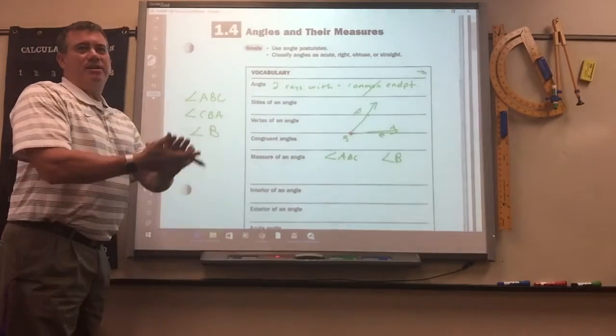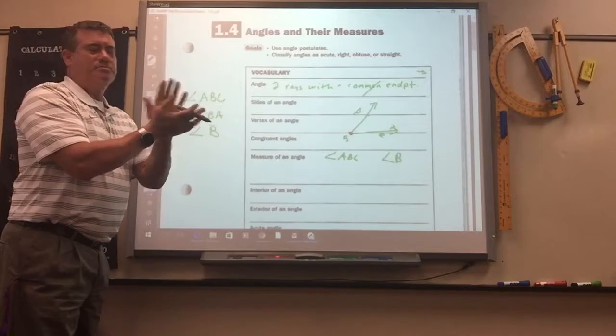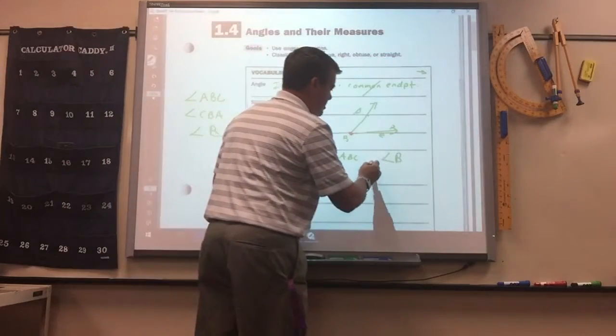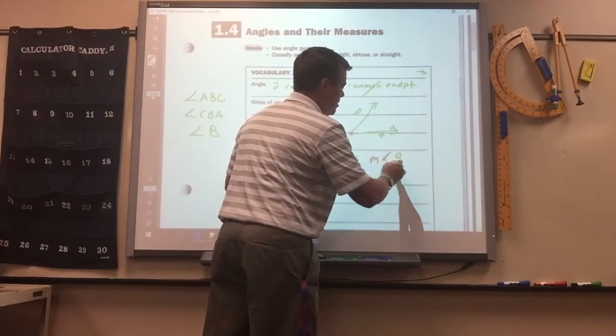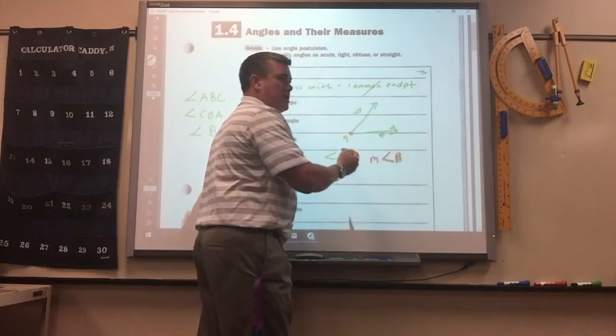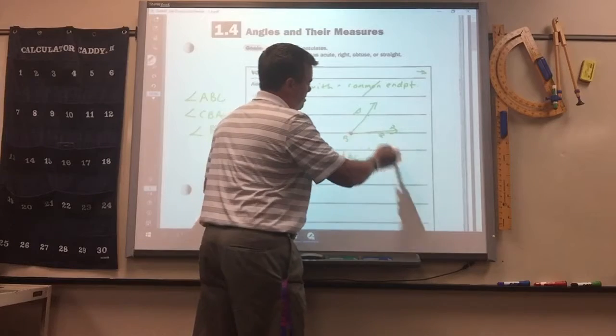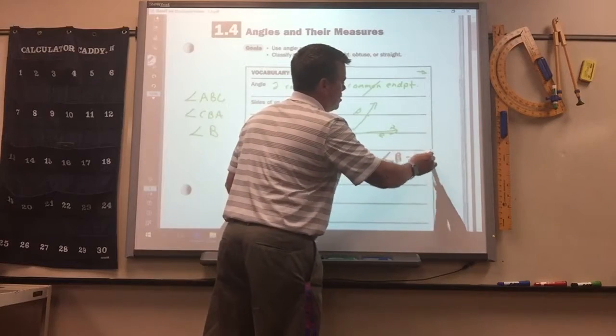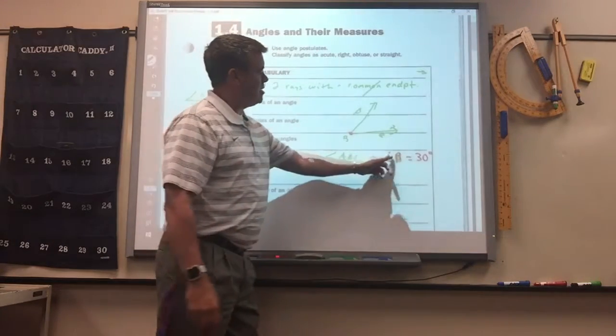The measure of the angles, that's just how many degrees it is. If you ever see something like this, m angle B, that means find the measure of angle B. That's what the little m is. So that looks like about a 30, so I'll just say that that's a 30-degree angle. The measure of angle B is 30.